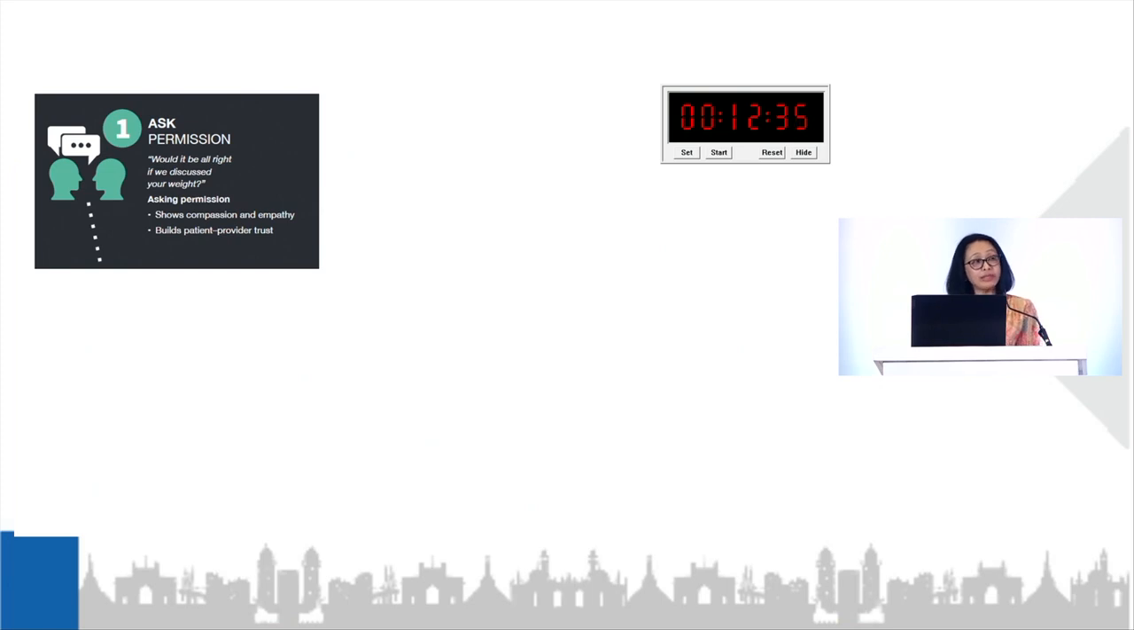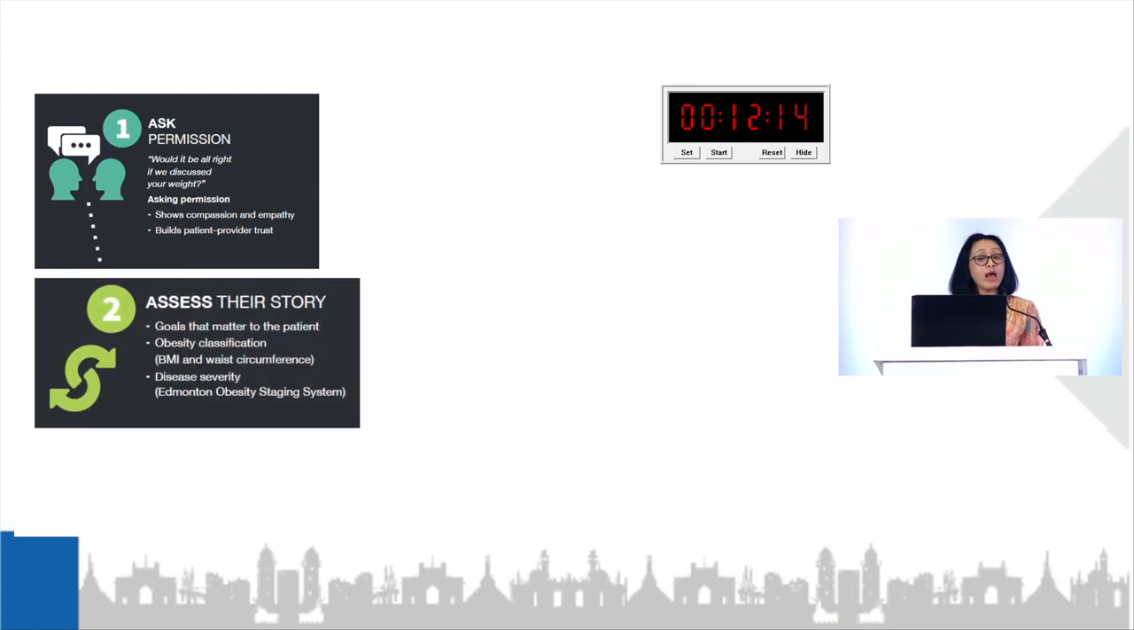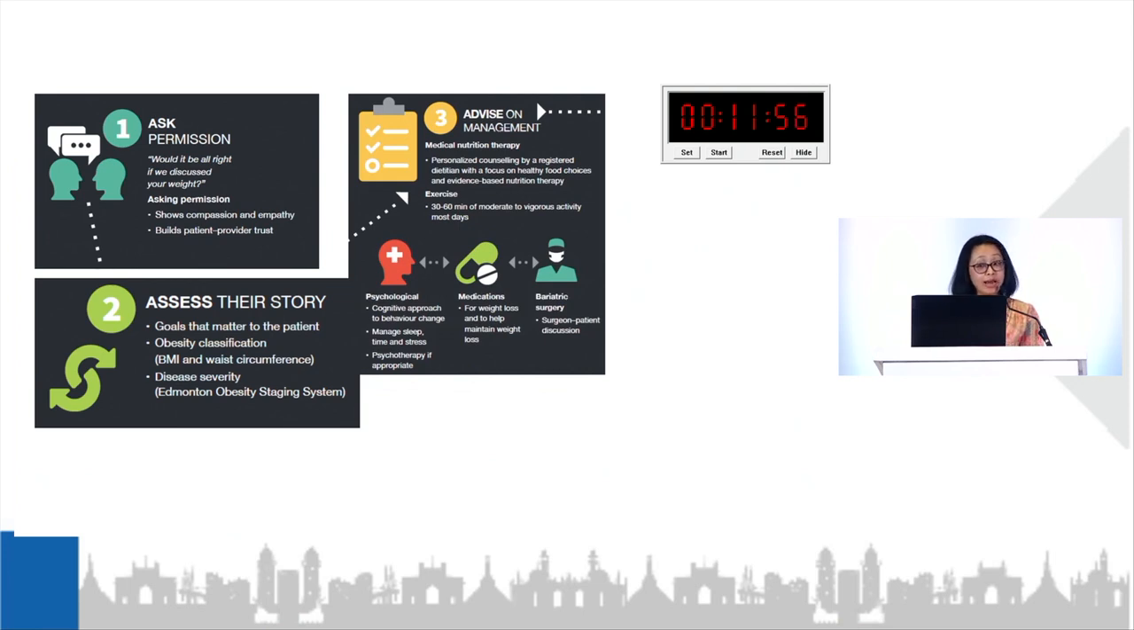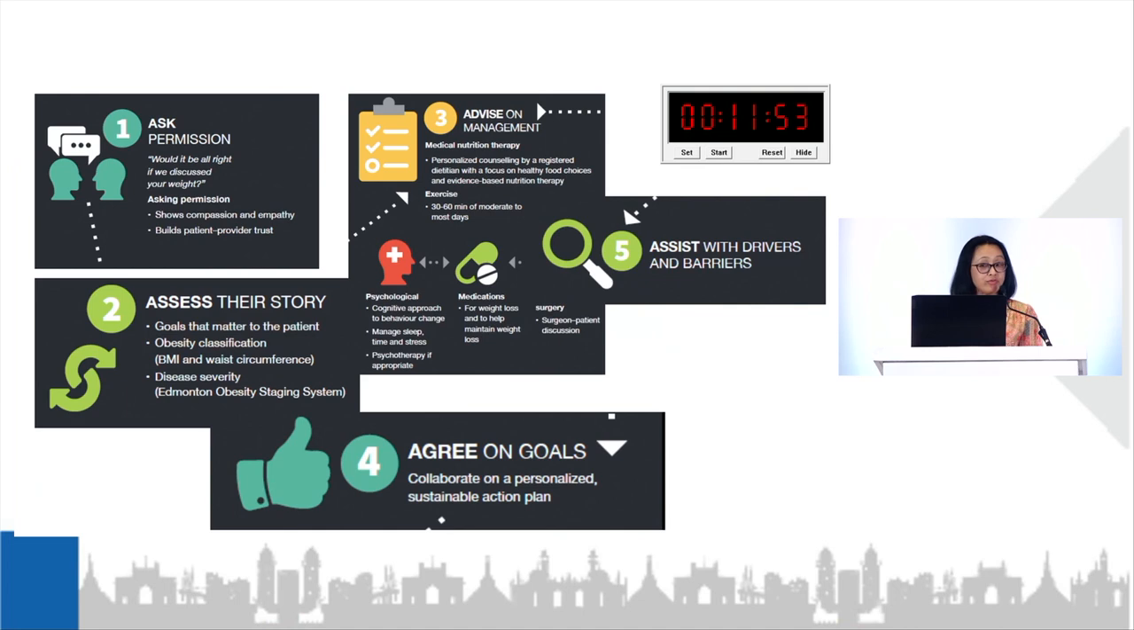The second patient did not think that the weight was a problem. She thought the PCOS was a problem, but we understand that the PCOS was actually related to the weight. And even the first lady, for whom the weight was a problem, we still need to take permission from her to ask about her weight and her weight history. This will help us assess the patient's story and also help classify obesity according to the BMI categories, and more importantly, the severity of disease based on the presence of complications. Further, that will guide us in advising on the management, agreeing on goals, and assisting with drivers and barriers.